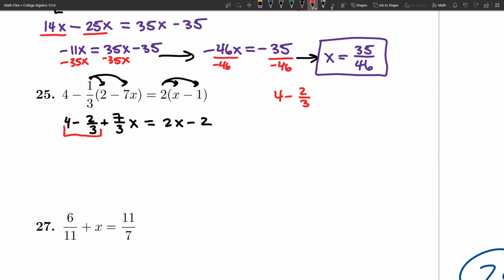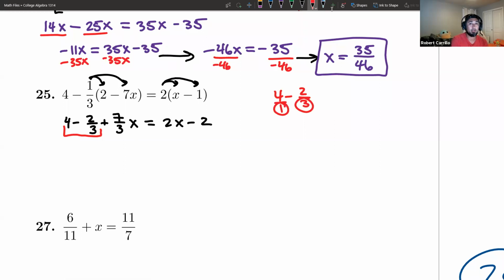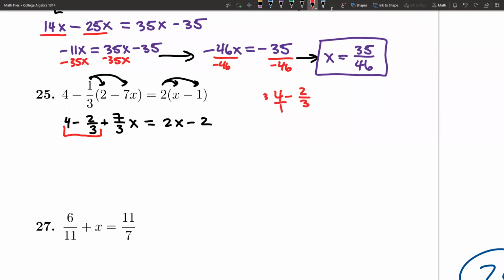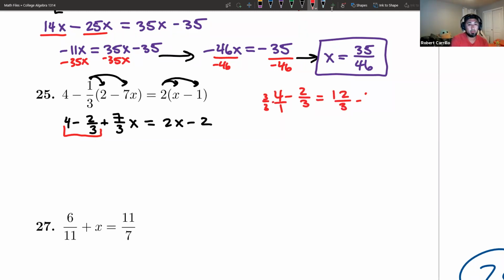Find a common denominator. Good. I can put 4 over 1, and my common denominator is what? 3, between 1 and 3. Yes, there you go. So we multiply that by 3 over 3. We end up with 12 over 3 minus 2 over 3, which gives us 10 over 3.